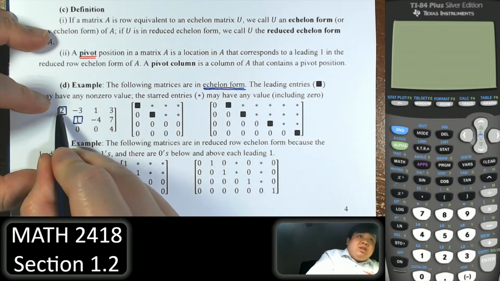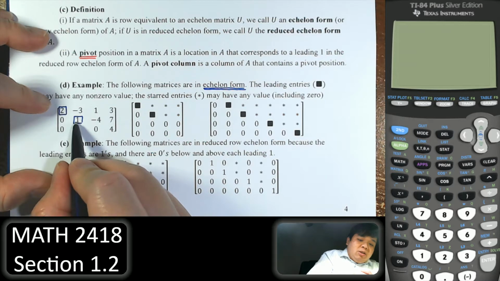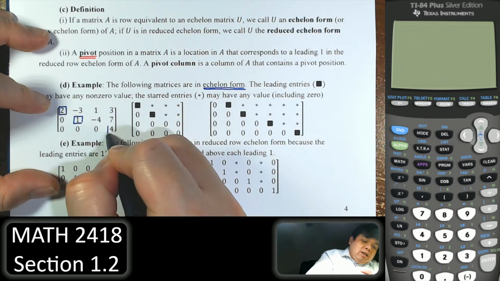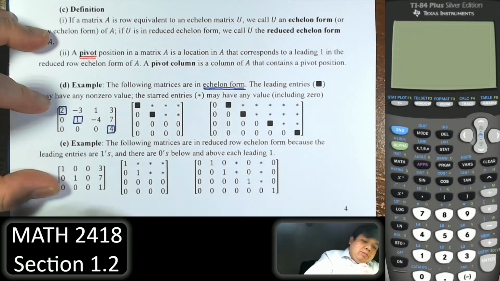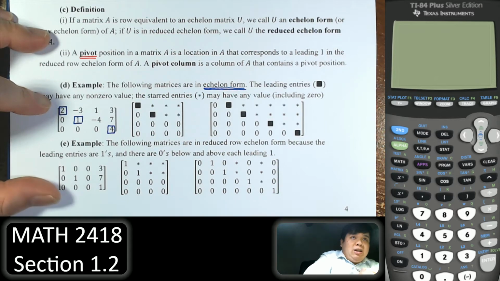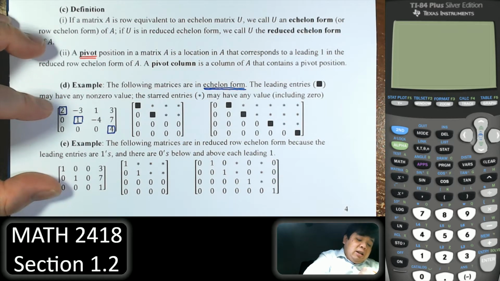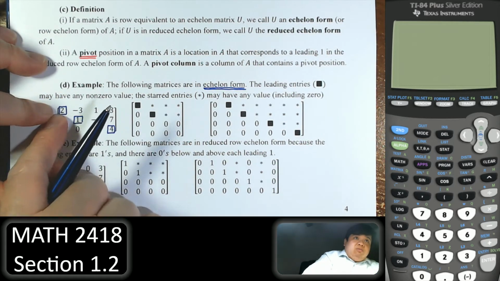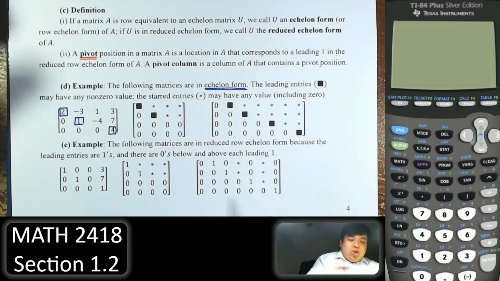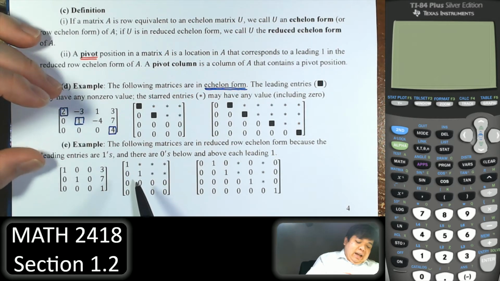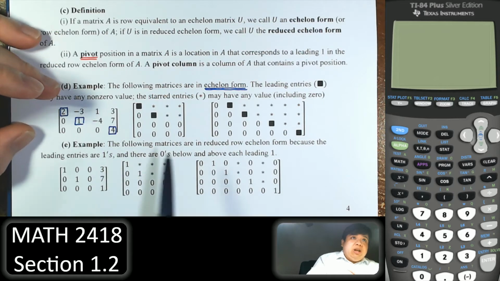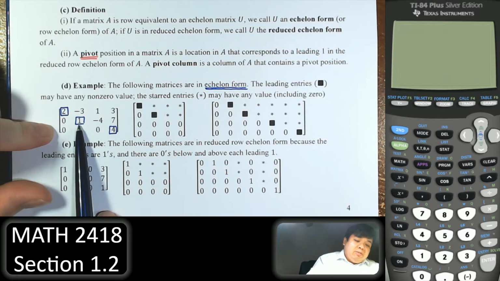This row, that is the first non-zero entry. This row, the first non-zero entry. This one is the first non-zero entry. Alright. And then next, it is in echelon formation, so that's good. And then we don't have any row of 0, so that's good. So that's why this is in echelon form.